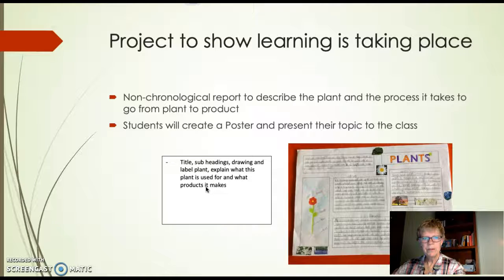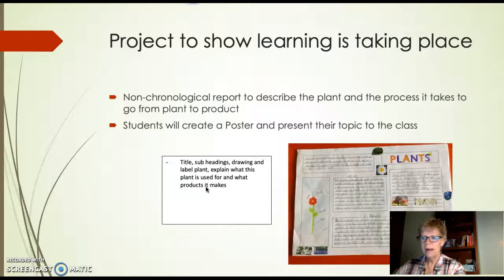Here's an example of a non-chronological report. This satisfies our school's grade 3 scope and sequence requirement. So it's a non-fiction factual writing on a subject or topic using academic language linked to the subject. So you can see here there's subheadings and a diagram that they might be able to label, and then different little sections that they can talk about to explain what their plant is all about.